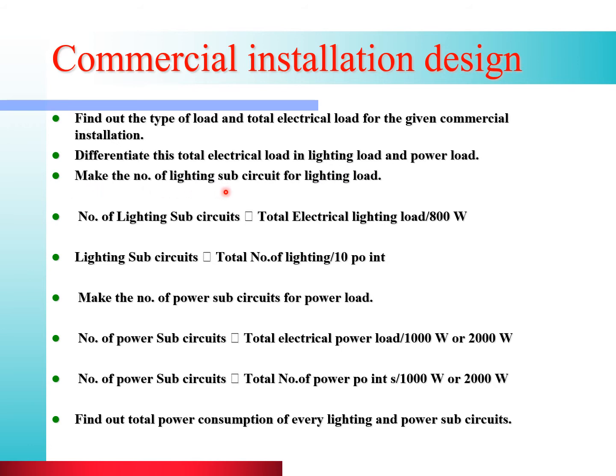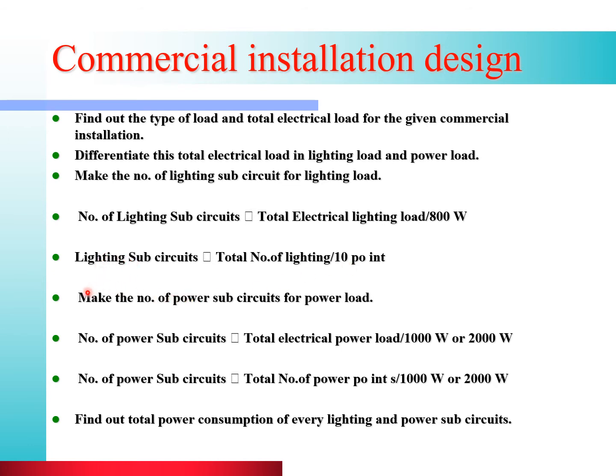Third, make the number of lighting subcircuits for the lighting load. By using this formula, number of lighting subcircuits is equal to total electrical lighting load divided by 800 watt. Each lighting subcircuit should carry a maximum of 800 watt. Or the lighting subcircuits can also be calculated by total number of lighting points divided by 10.